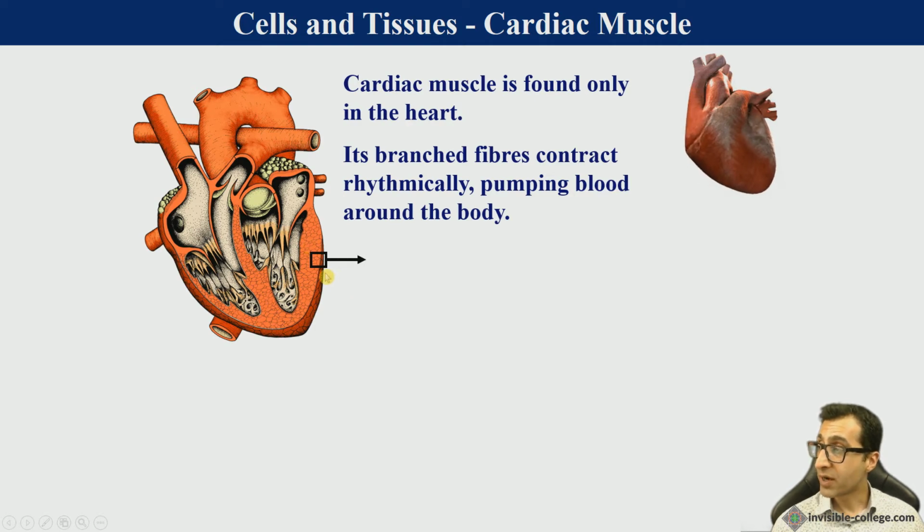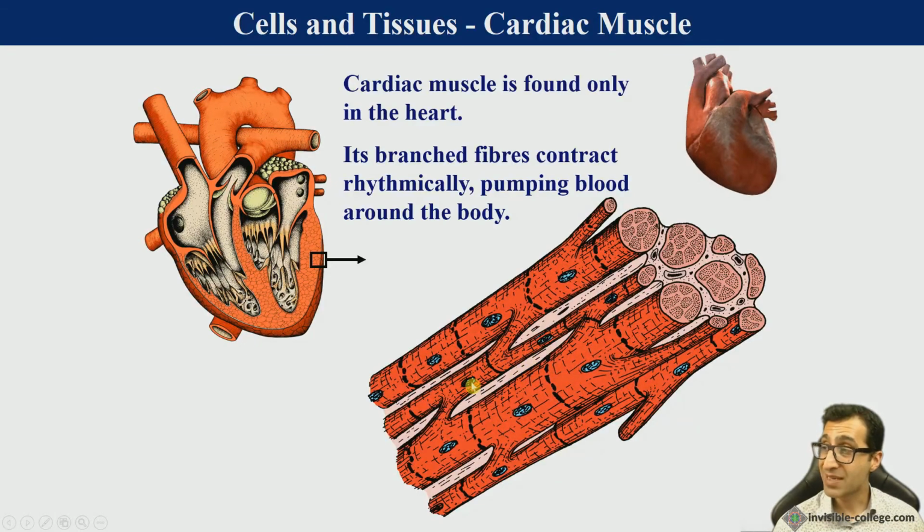And so if we could magnify this region of the wall of the left ventricle, for example, so that we can examine the structure of those cardiac muscle fibers, we would see that they're very different in the way that they're structured and organized. So for a start, cardiac muscle fibers are uninucleate. Each muscle fiber only has a single nucleus, and they're also branched rather than linear. And as you can see also, they have these thickenings of the cell membrane where adjacent muscle fibers are in contact with each other, and these are called intercalated discs.